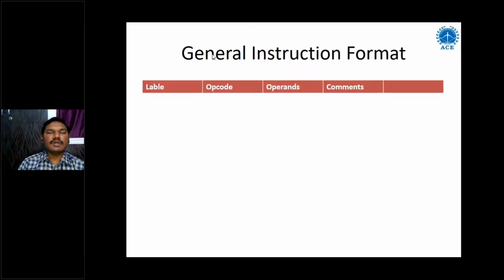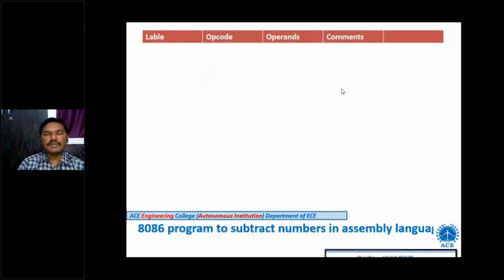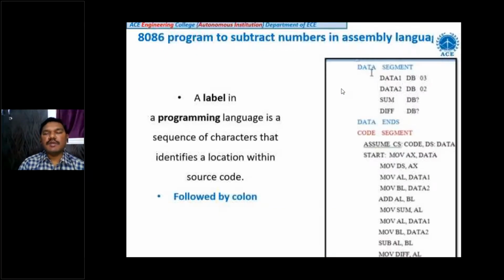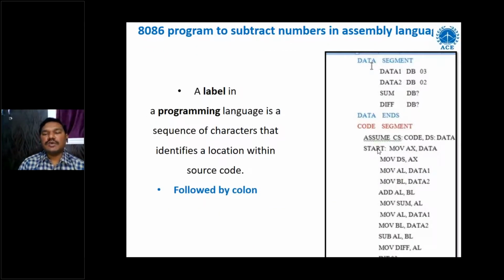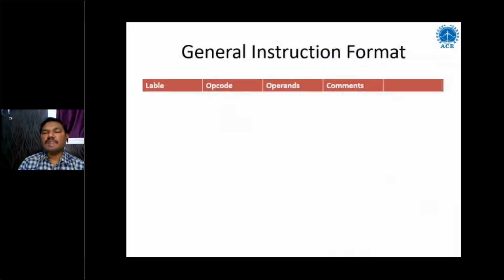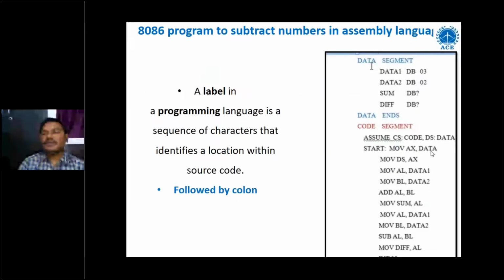So usually we use this instruction format: label, opcode, operands, and comments. These are the four fields we use in a program. For example, here START is called the label. A label is always followed by a colon. After the colon, you can find MOV, which is called the opcode, and AX, DATA, which are called the operands. And what is happening here is explained by the comment line.